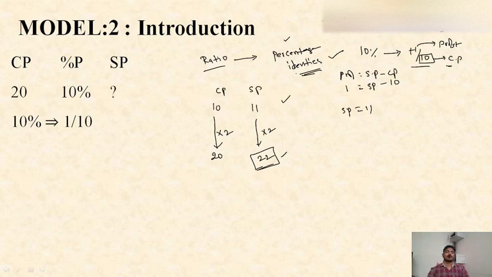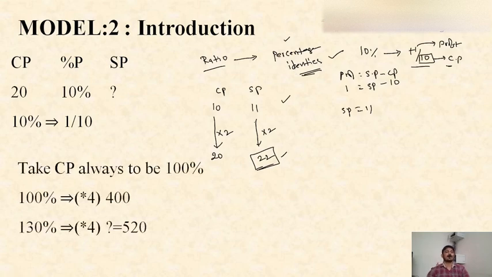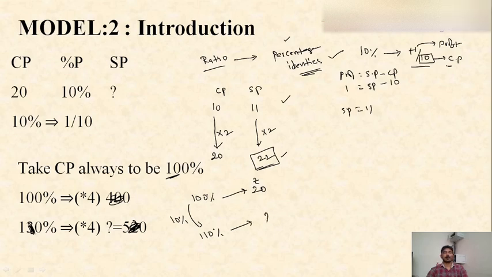Otherwise, it can also be solved in another way. Let us assume CP is always 100 percentage. This 100 percentage value is given as 20 rupees, and he has to get a profit of 10 percentage, which means it will be equal to 110 percentage. We need to find this value here.